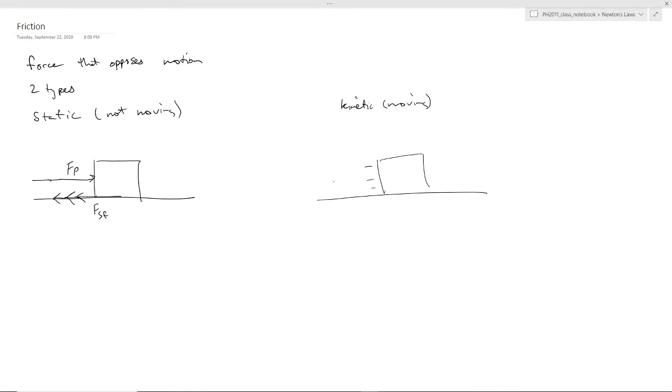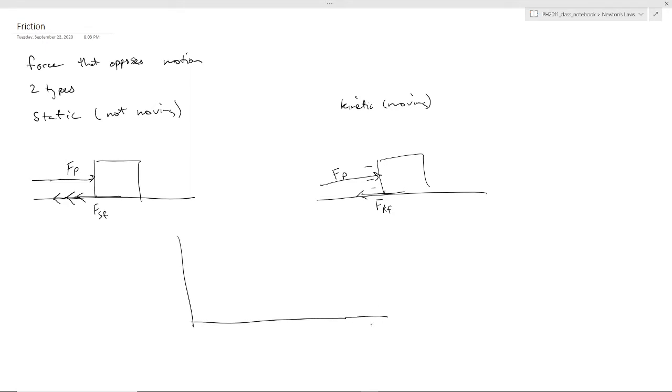in which case, if your pushing force has gotten sufficiently large, the friction will now be kinetic friction, and it will actually be a little bit smaller than the maximum static friction. And we can represent this in a graph that's actually kind of useful.